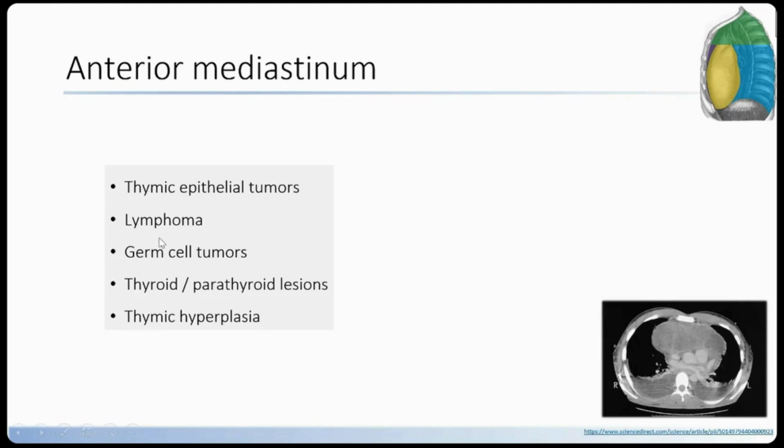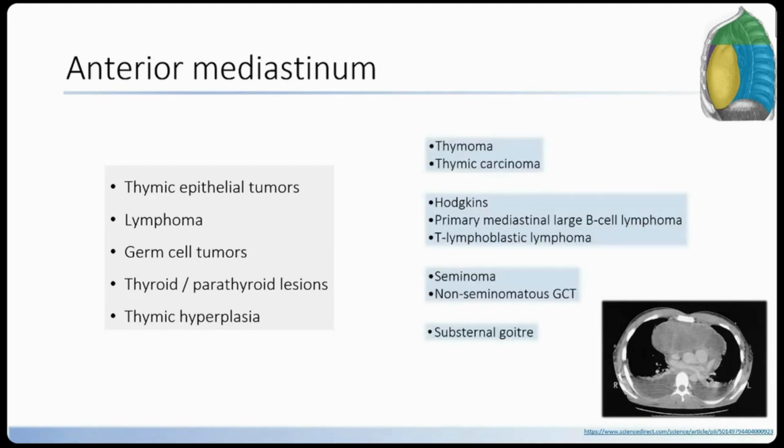So thymic epithelial tumors, lymphomas, germ cell tumors, thymic hyperplasia, and then, as we talked about in that previous discussion, lesions extending down into the superior mediastinum from the neck. So, for example, thyroid and parathyroid lesions. And those can then be split further down. And we're going to come on to these diagnostic entities more in a wee while.